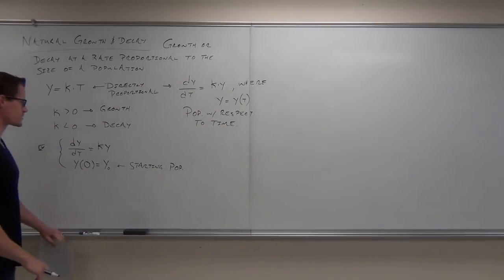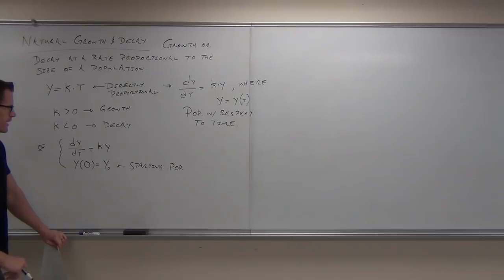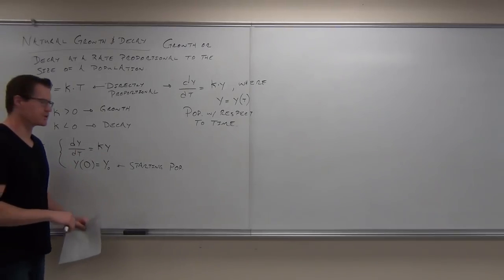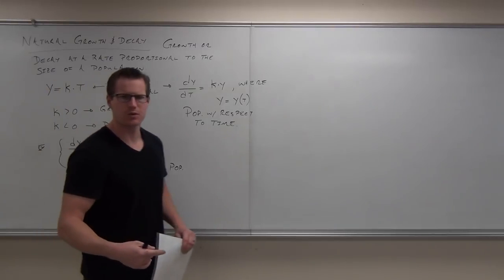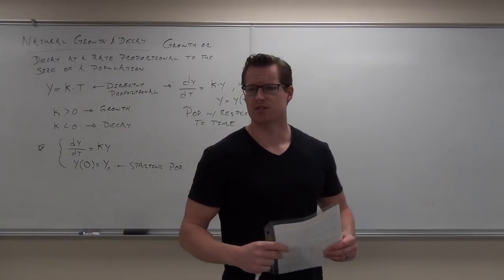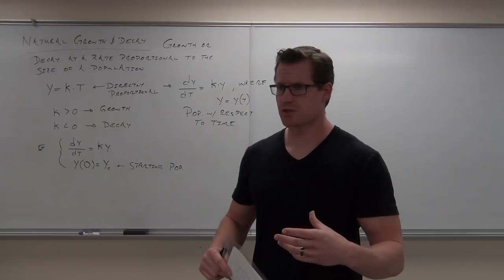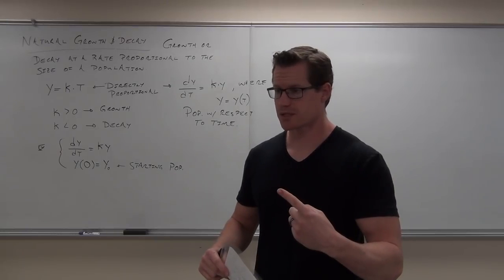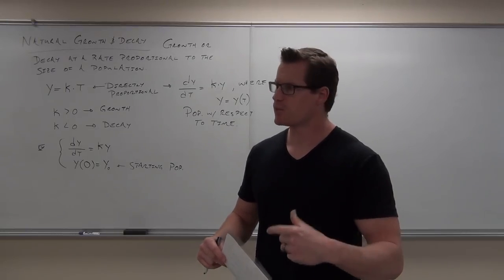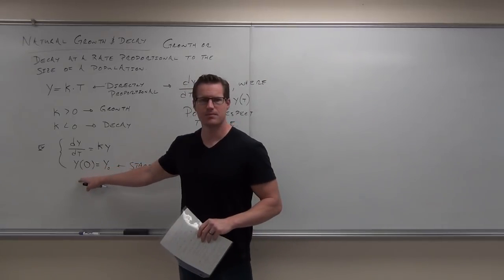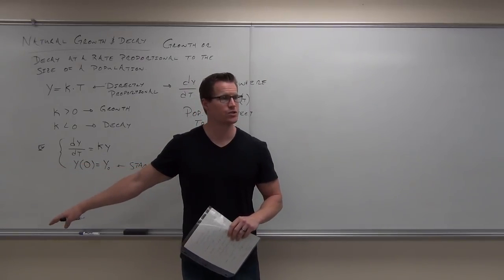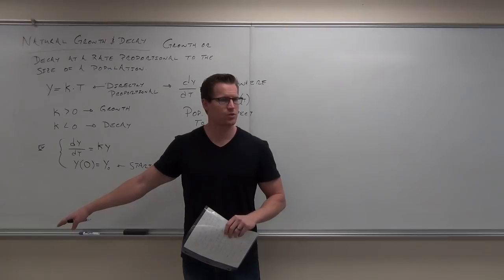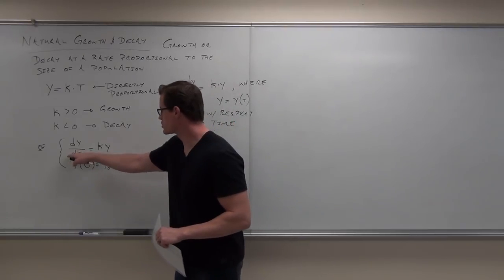So initial value, starting population. Let's see if we can solve this thing like we normally would. Remember how we solve any differential equation? The first thing that we do is we find our general solution, with one arbitrary constant. We did that last time. And then we use our initial value to find a particular solution. Make sense? So right now we're going to take this off to this side and work just with this thing.